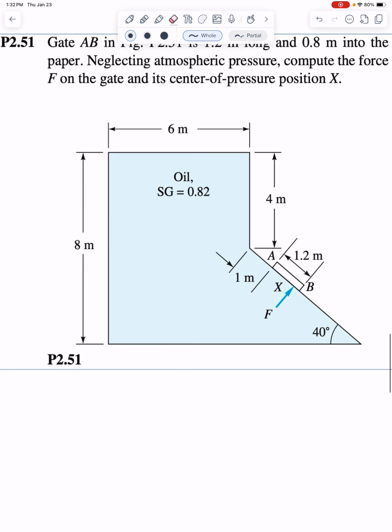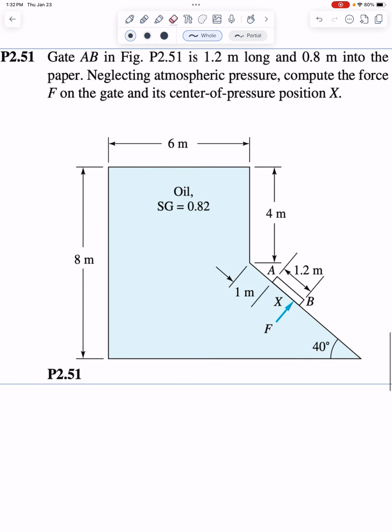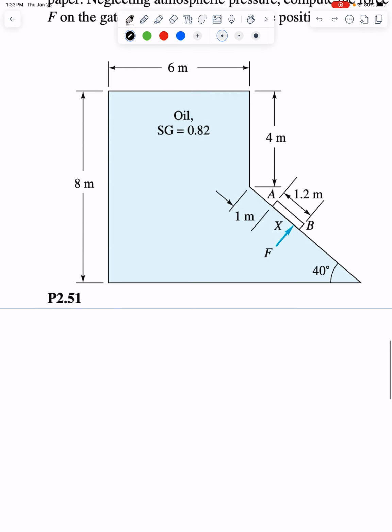So in this problem here, we have a gate located down here. And we want to determine the force being applied on it, as well as the location of the center of pressure, which is where the force would be applied. So the first thing I want to do is define my coordinates first. So for me, here, upwards is Z, along the floor is Y, and into the page is X.